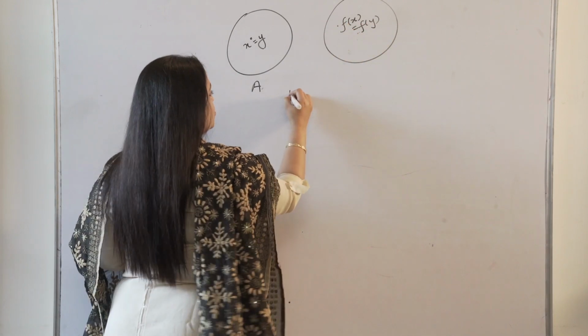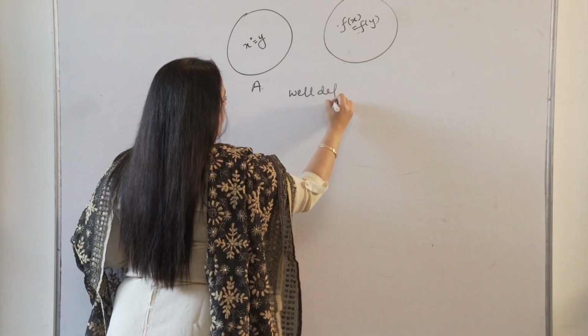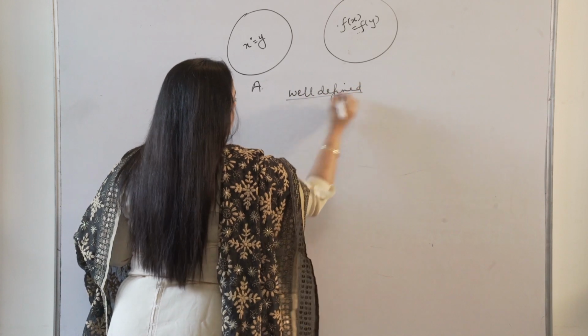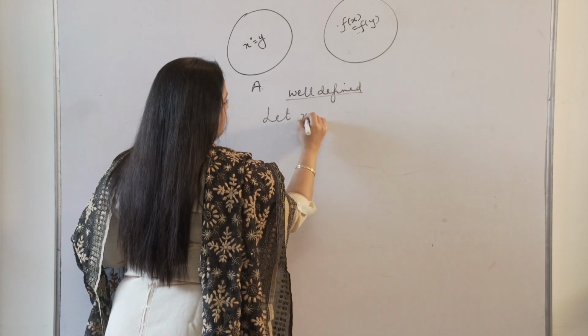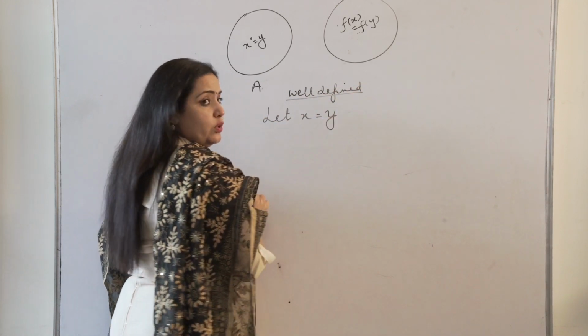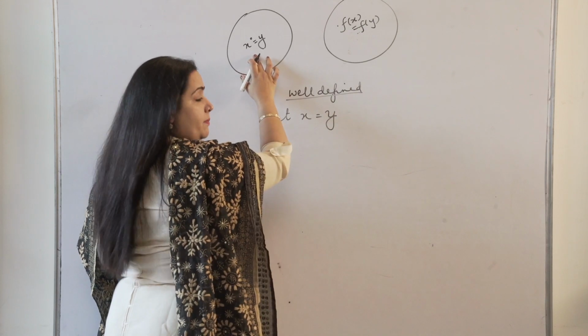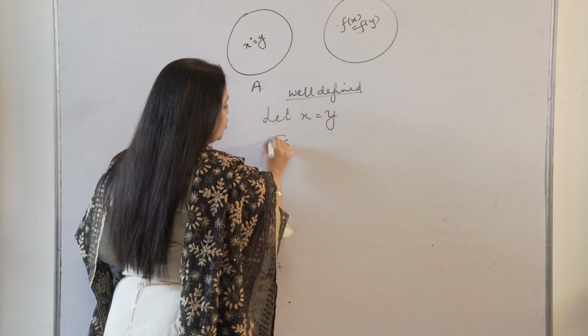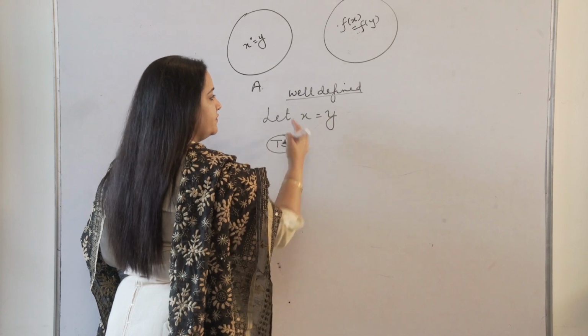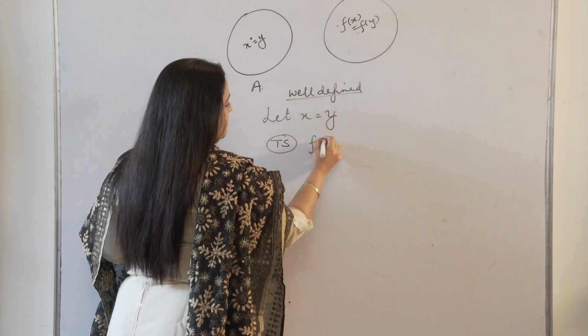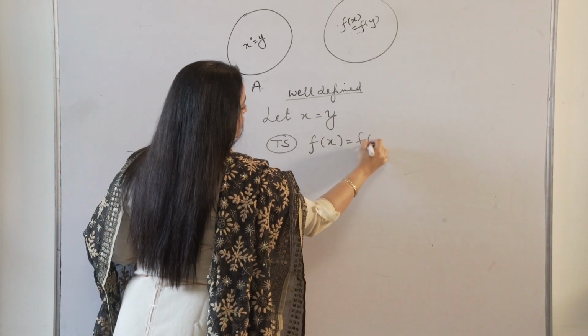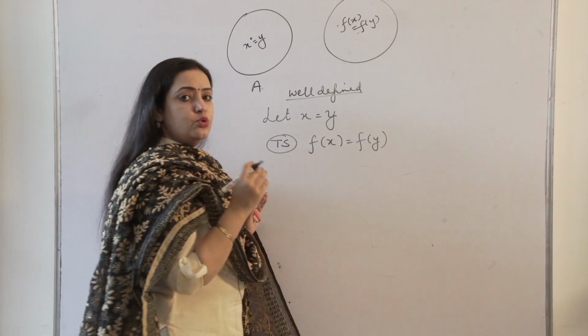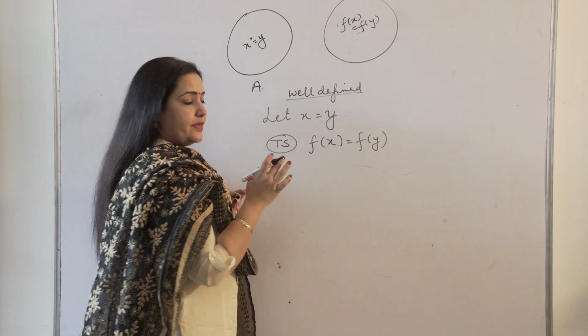So mathematically, to show a function is well defined, we have to always begin by taking two elements, say x and y equal to each other, where x and y are coming from A. And we need to show it as a function, meaning we have to show that the function is well defined by showing that f(x) is equal to f(y). So this is how you show a function is well defined.